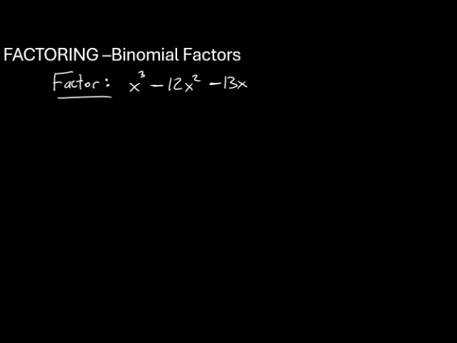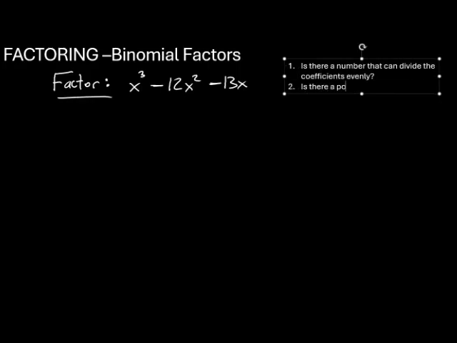Let's try another example. Once again, let's ask ourselves two questions. Is there a number that could divide all the coefficients? And is there a power of x that they all have in common? We might notice that the x to the third term in the front has no coefficient, so we'll write 1.